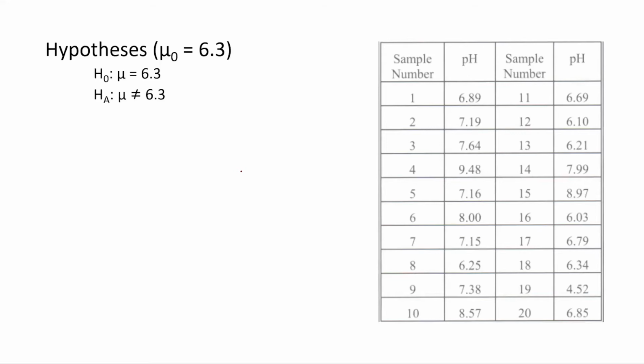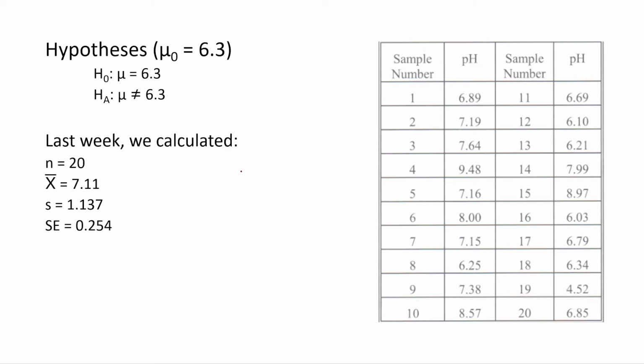So that's the data. Those are the pHs for the samples. Our null hypothesis is that our sample mean is equal to the population mean of 6.3. The alternative is that it is not equal to 6.3. Last week, we calculated that the sample size is 20, the mean is 7.11, the standard deviation is 1.137, and the standard error is 0.254.